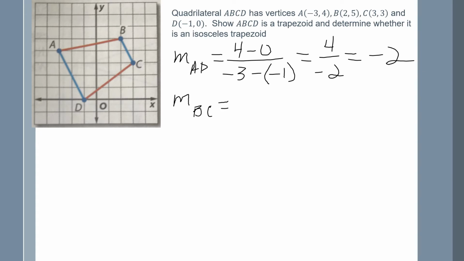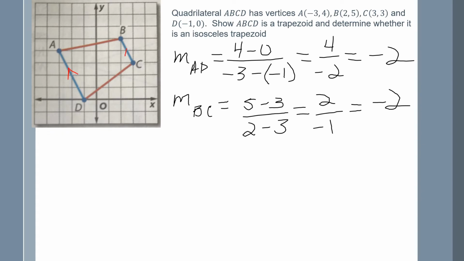And they have to be equal. If they don't come out equal, then we do not have a trapezoid. So we're going to subtract 5 minus 3 over 2 minus 3, and we end up with 2 over negative 1, which is also equal to negative 2. So the slopes are identical. So we can easily say that segment AD is parallel to segment BC.